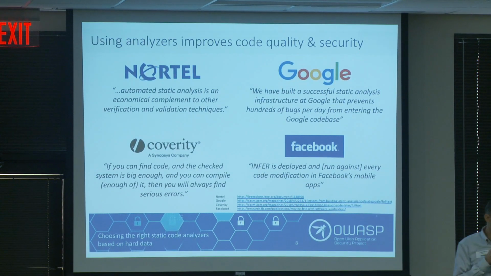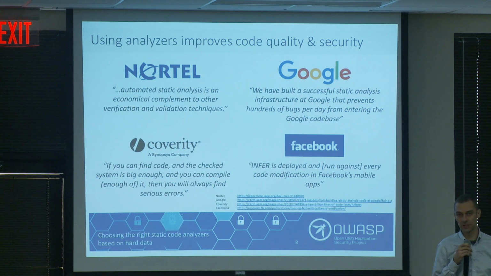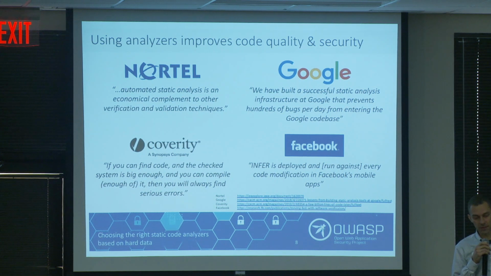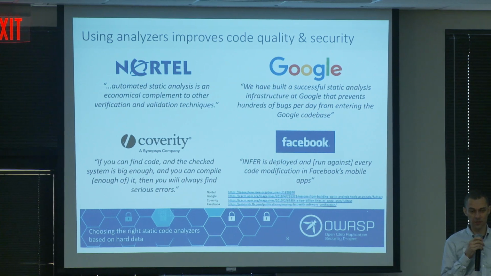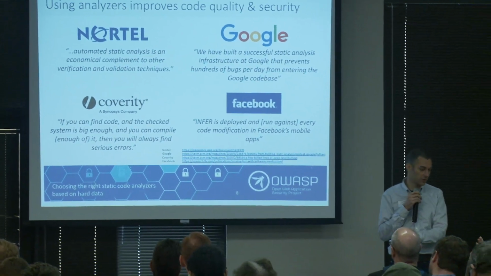And using analyzers has just been demonstrated to really benefit code quality, right? And it's cost effective too. That's an important thing. So there's a lot of things that we could do that are really good, but they're too expensive in practical terms. Static analysis is actually practically feasible too. So Nortel's done studies where they showed that it's economical. Google has built a big system for building static analysis into all of the code, a system that checks all of the code in that pipeline before it reaches any form of production.